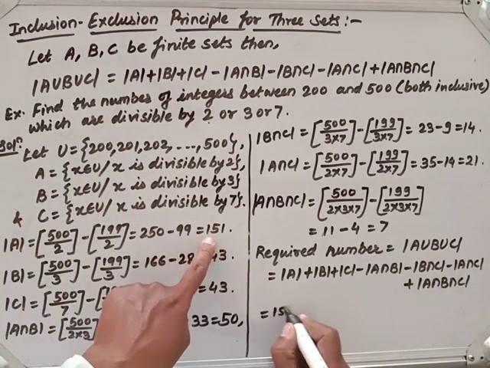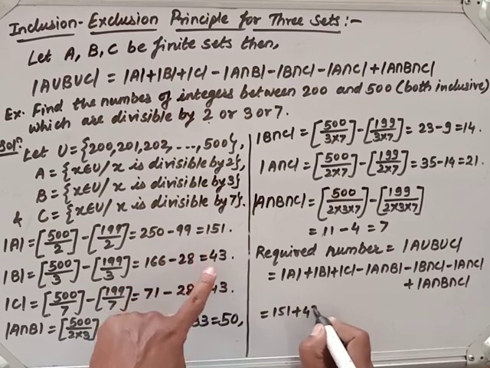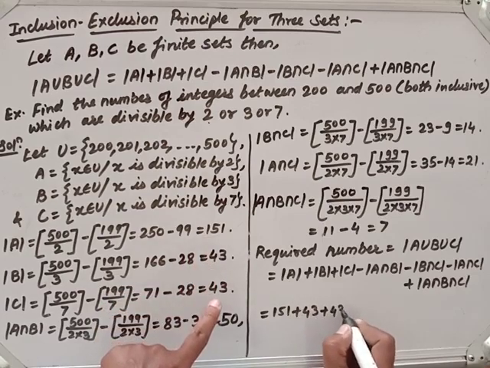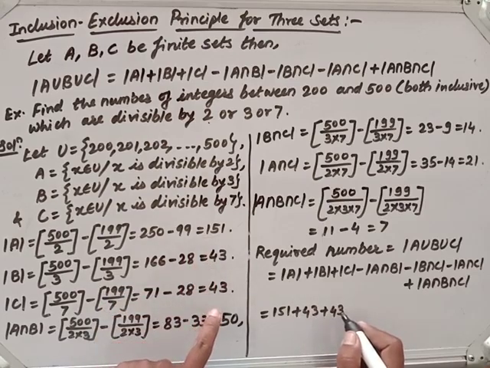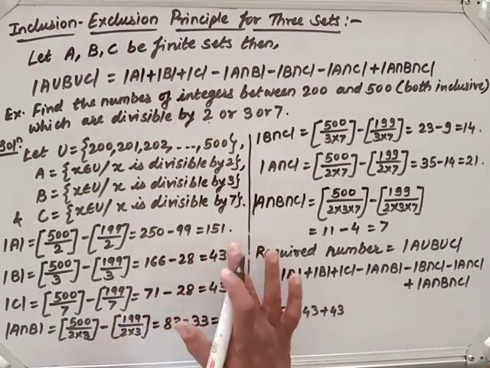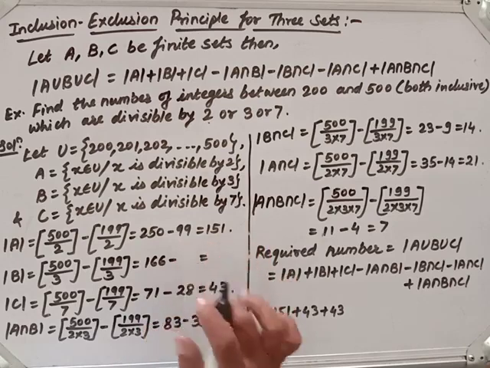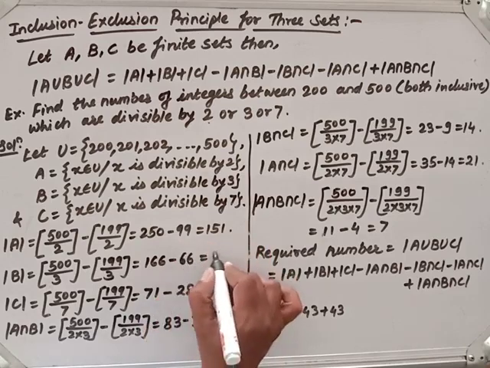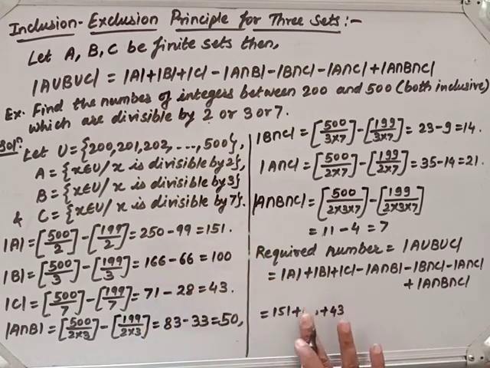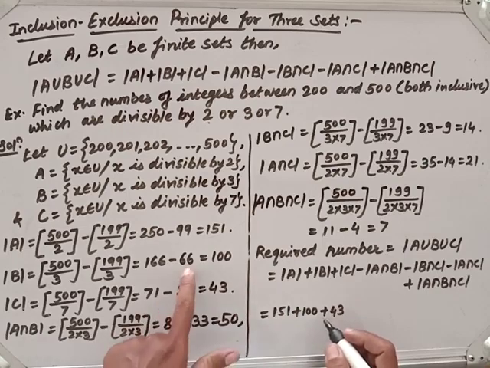So what is here? This is 151 plus, sorry, here B is wrong. We have written 43 for B, but it is 100. They are not the same, these are different. Sorry for that. I have done this calculation previously, so that's why I have written these numbers.